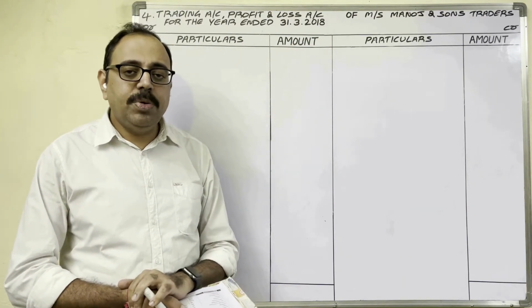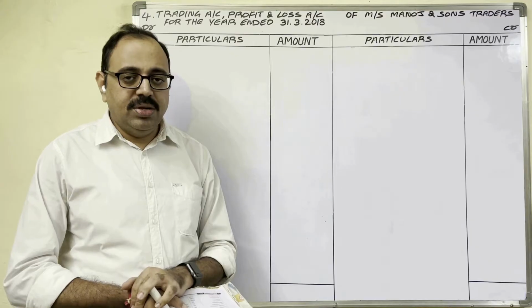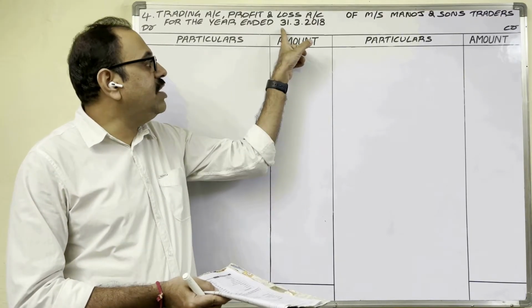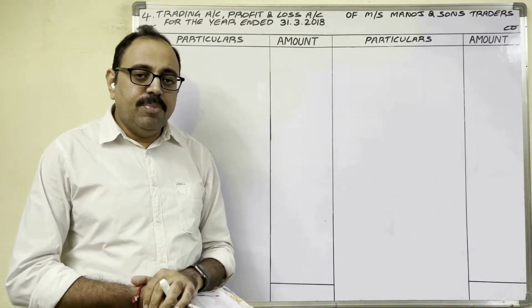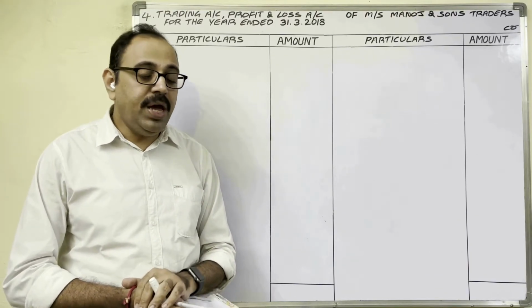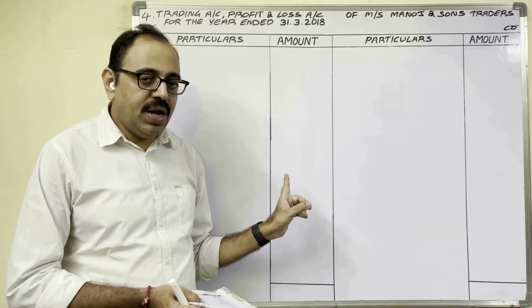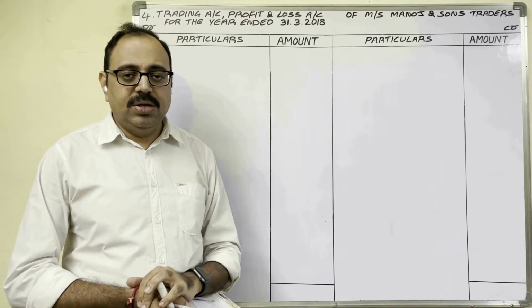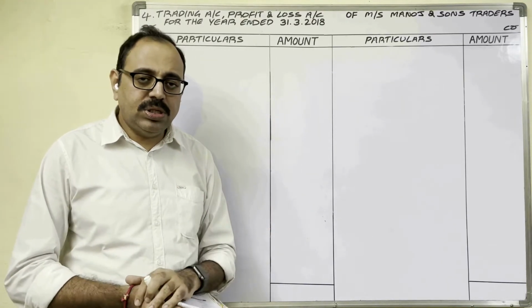So a trial balance will be prepared at the end of every year. So the year's last date is 31st March 18. By using this trial balance and additional information, we have to prepare the trading account, profit and loss account and balance sheet. So these three come under final accounts.